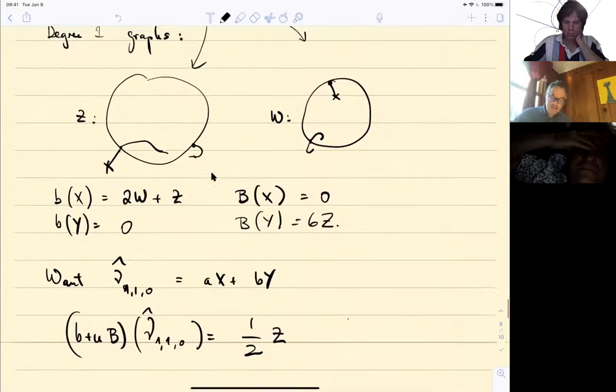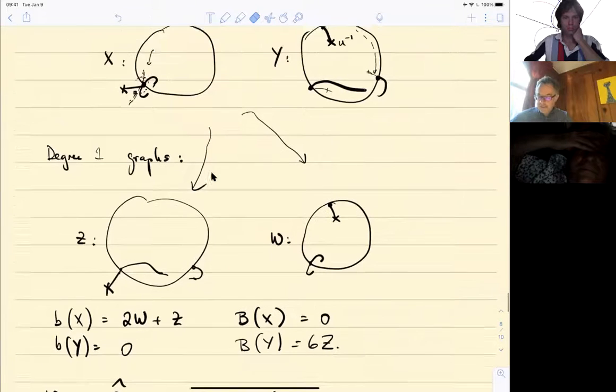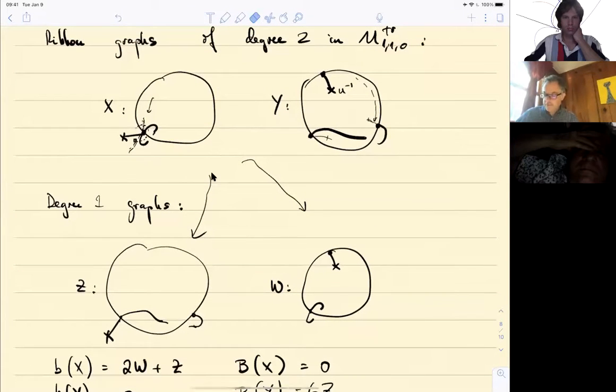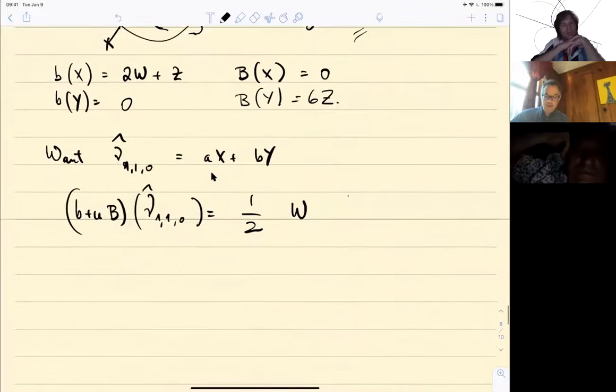Sorry, times W. So you might think that they don't look the same, but if you look carefully, this ribbon graph W that I just drew here is the same exact ribbon graph that I had here. You can kind of move them around and see that they are the same. All right, so now we have a system of linear equations, which hopefully everybody knows how to solve.